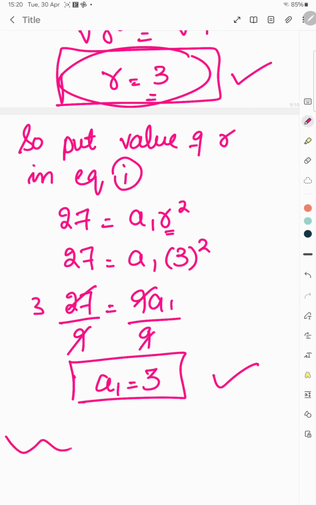So I hope student the topic has become clear to you. So the next topic which we will discuss in another video will be the geometric mean and inserting geometric means between numbers. Okay student, so I hope you understood the concept today.